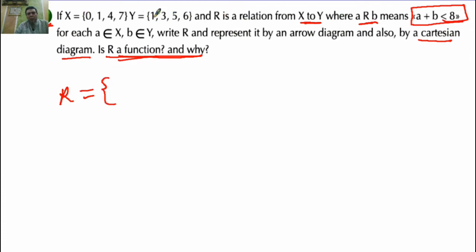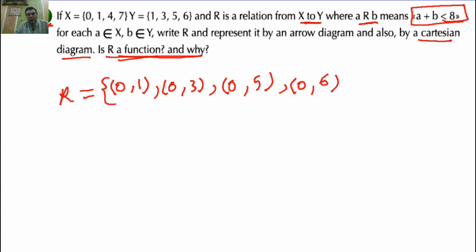0 and 1. 0 plus 1 is less than 8, then (0, 1). 0 and 3. 0 plus 3, 3 less than 8, (0, 3). 0 and 5. 0 plus 5, 5 less than 8, (0, 5). 0 and 6. 0 plus 6, 6 less than 8, then (0, 6).